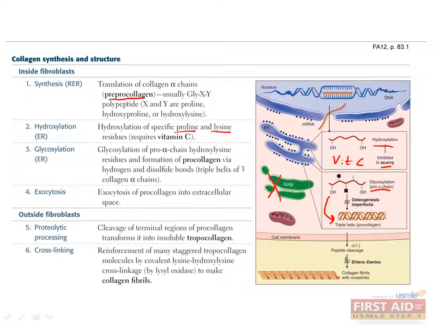After exocytosis, collagen is cleaved to tropocollagen. This cleavage occurs on lysine residues. And then, individual tropocollagen molecules are bound together, also with lysine residues. This results in the final product, collagen fibrils. Mutations in the enzymes required for some of these steps can cause diseases such as osteogenesis imperfecta and Ehlers-Danlos. We'll cover these in more detail in the next few slides.